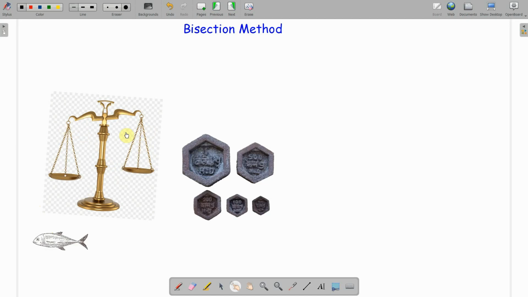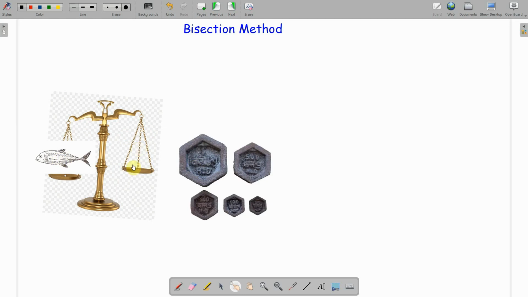This is the very classic regular one, and what he does is he puts the fish in one plate, and on the other plate he puts some units like this. Okay, so he got the idea of the fish weight. What is the first observation, the first initial guess? His initial guess may be wrong, but from his experience he is saying that this fish could weigh between 1 kg and 2 kg. Got it?